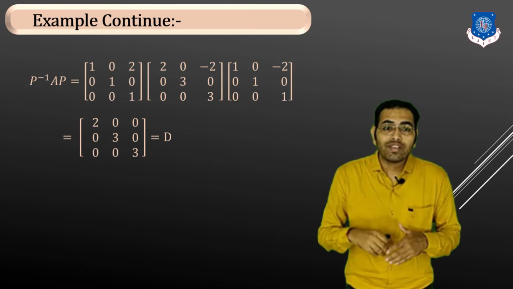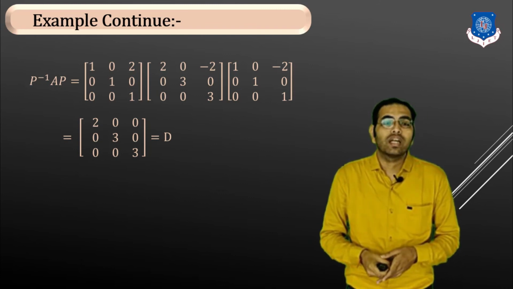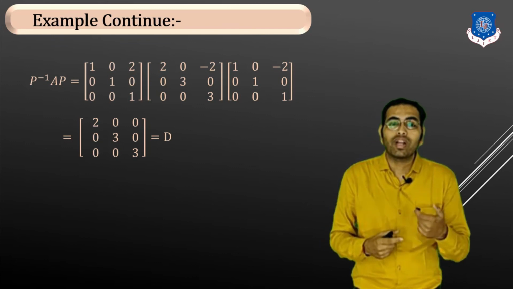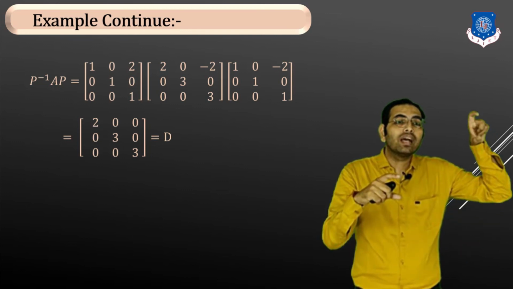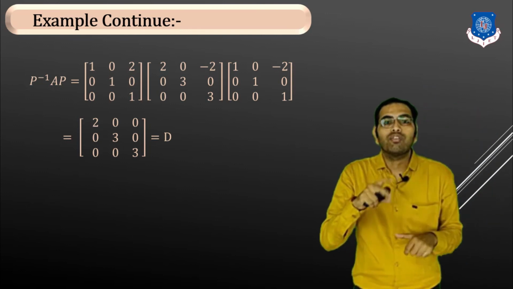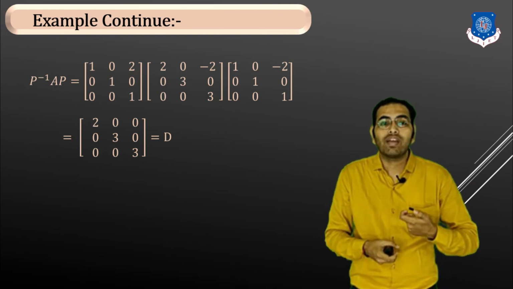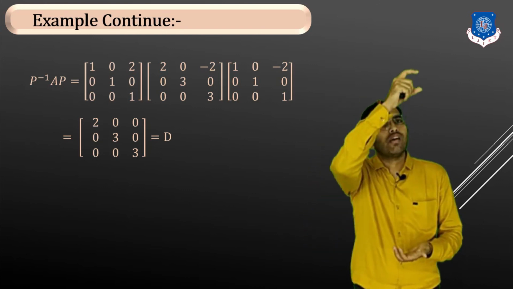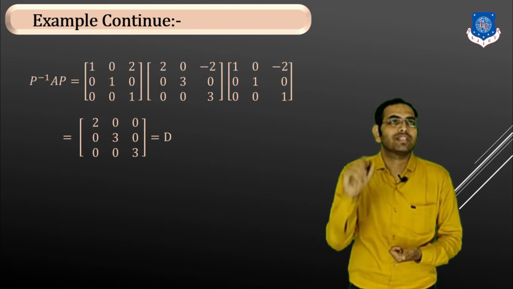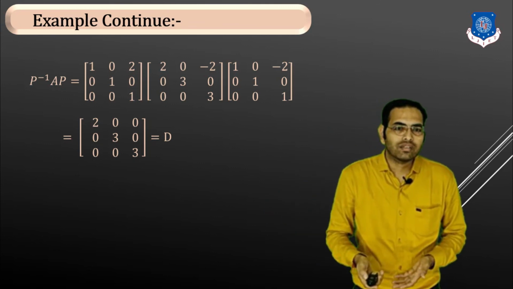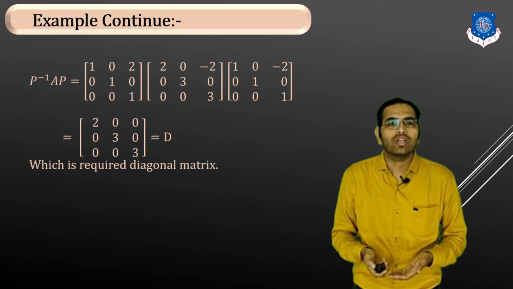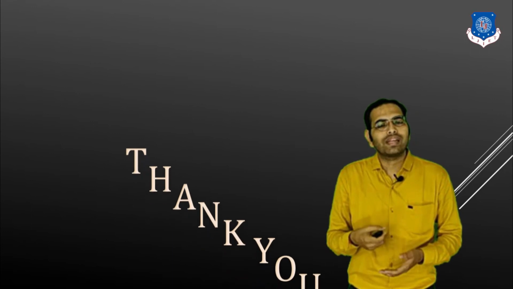Here whenever we solve examples of diagonalization, we first consider the model matrix P with the eigenvector for the eigenvalue 2, that is 1 0 0, and the eigenvectors for the eigenvalue 3, that is 0 1 0 and minus 2 0 1. For that we have to put the eigenvalues in the diagonal elements, that is 2, 3, 3. This is all about the required diagonal matrix, which is 2 0 0, 0 3 0, 0 0 3. This is all about the topic of diagonalization.